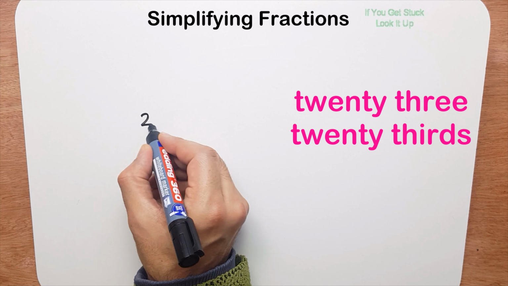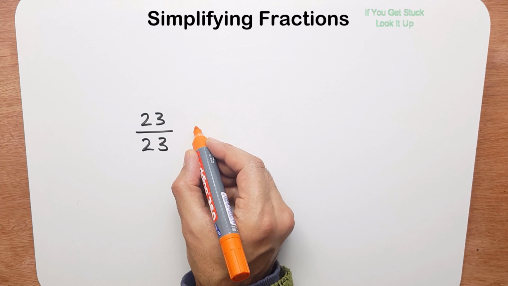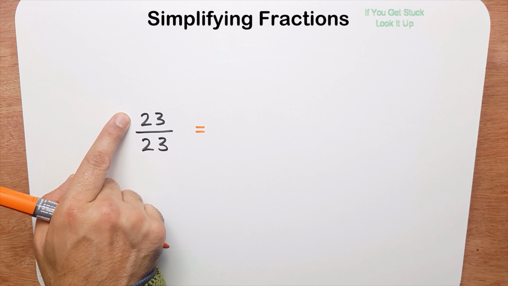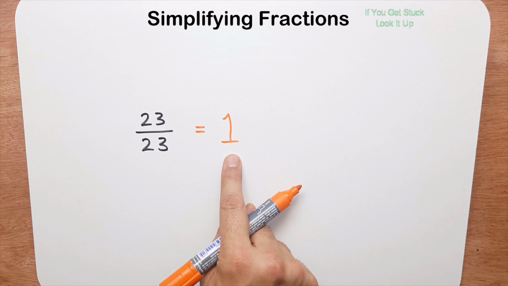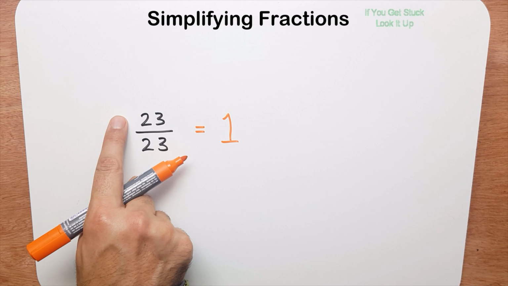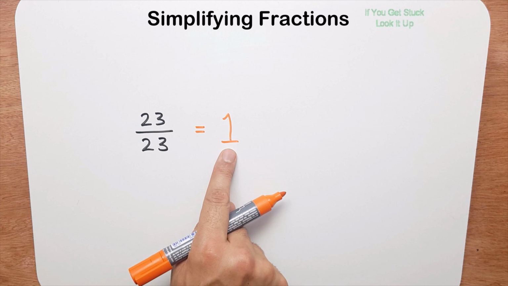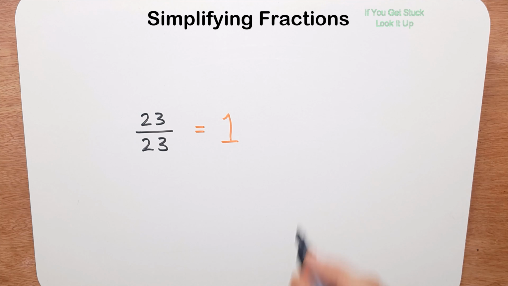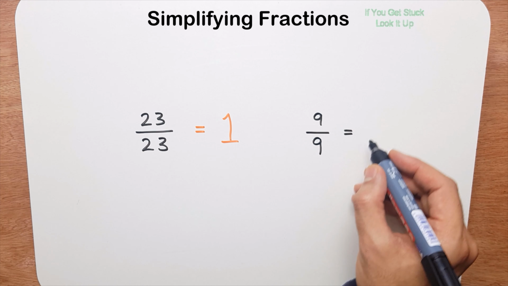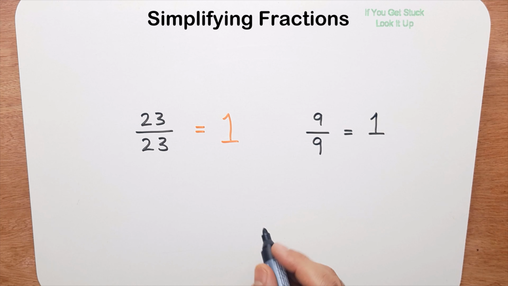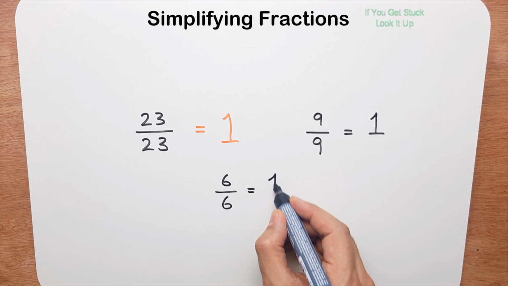My last fraction is 23 23rds. Now one thing I want you to notice about this, whenever the numerator is the same as the denominator, the answer is always going to be 1. It doesn't matter what number the numerator is or the denominator, as long as they're the same, the answer will always be 1. So for example, if I said to you, what is 9/9 as a fraction? You're going to say 1. If I said to you, what is 6/6? You're going to say 1.